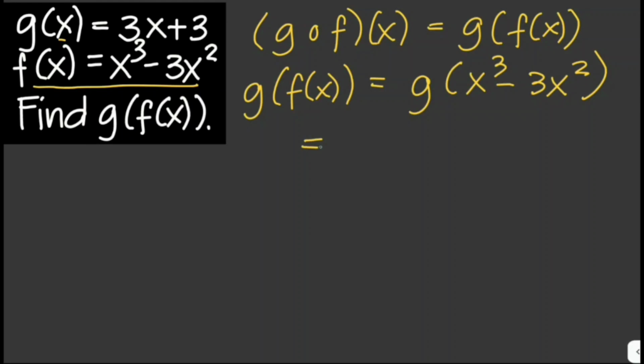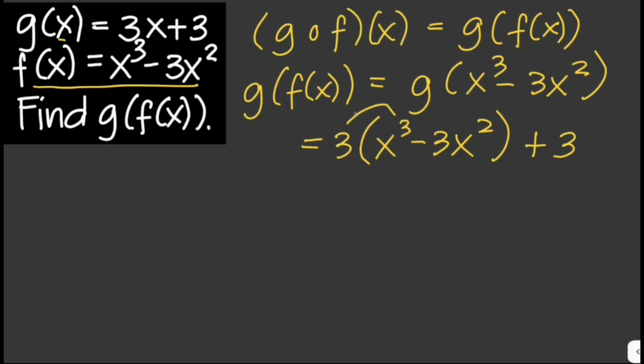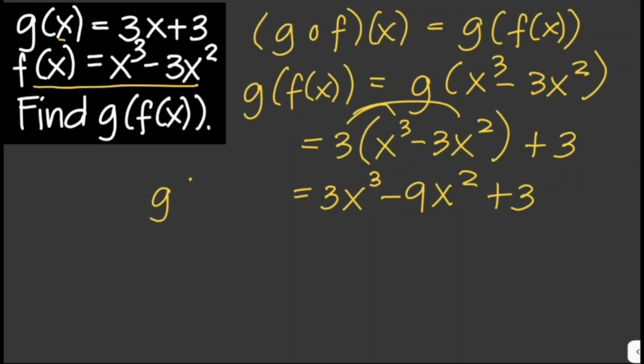So that would be 3 times x cubed minus 3x squared plus 3. And then we distribute 3 to the expression inside the parentheses. So that would be 3 times x cubed, that is 3x cubed. 3 times negative 3x squared, so that is minus 9x squared plus 3. So this is our g of f of x.